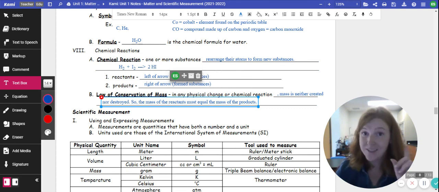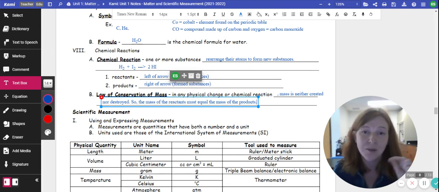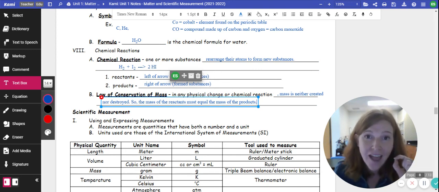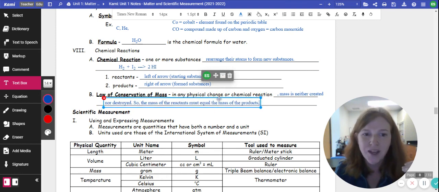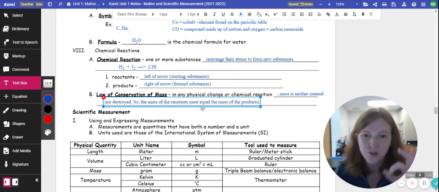The exception being nuclear reactions. This is how atomic bombs work. We take something like uranium, and we take a tiny little bit of that mass of the uranium, and we convert it into pure energy. E equals mc squared, that famous formula by Einstein. But that's not a regular chemical reaction. That's a nuclear reaction. So 99.9% of the time when we're talking about stuff we're doing in this class, mass is conserved. The amount of mass that you start with is equal to the amount of mass that you end with.